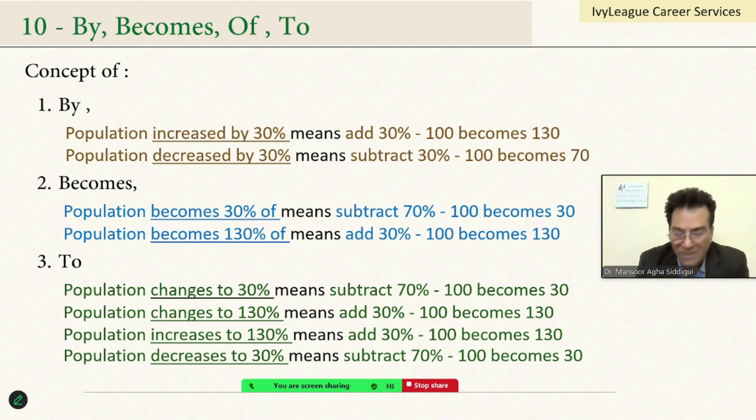Sir, can you please explain the part of becomes and into the first two? Okay. If I look at a question which says the population of a particular city becomes 30% of the last year's population, it basically means that we have to subtract 70% of last year's population. So if last year the population was 100, this population becomes 30% means that the previous year's 100 has become 30 now.